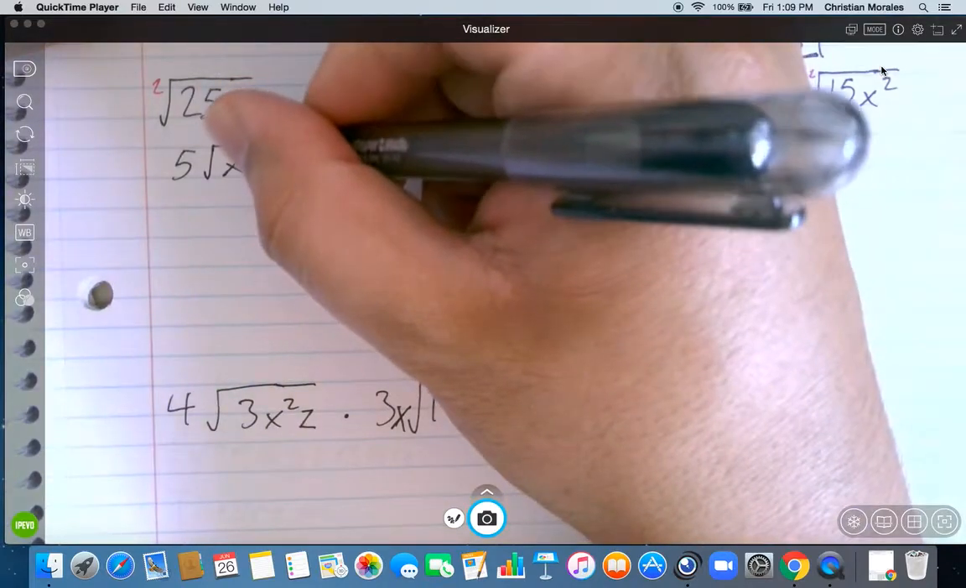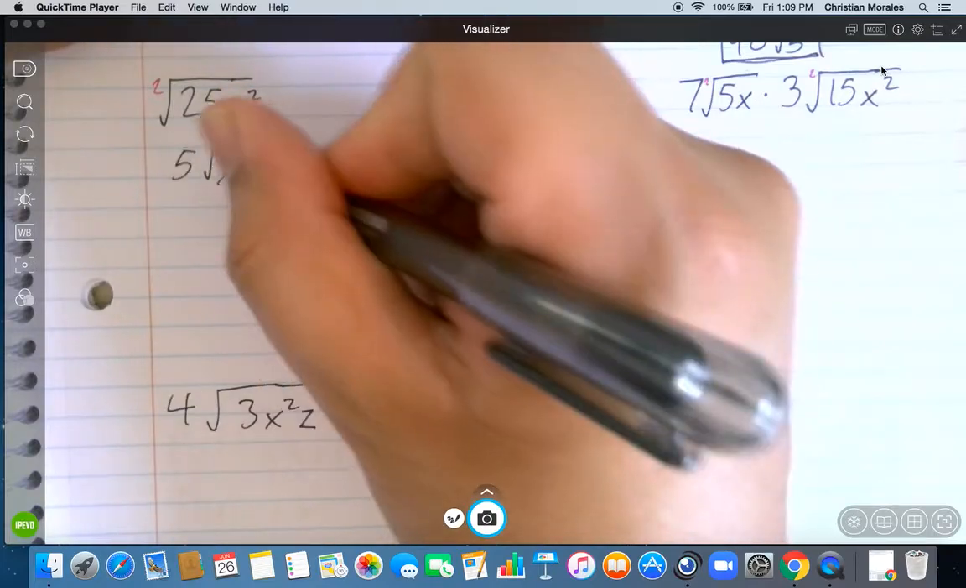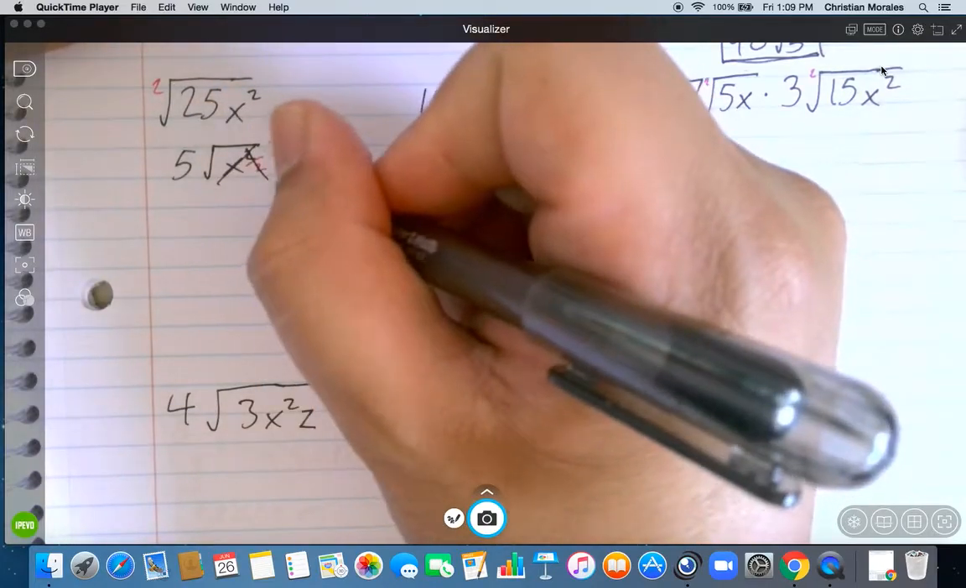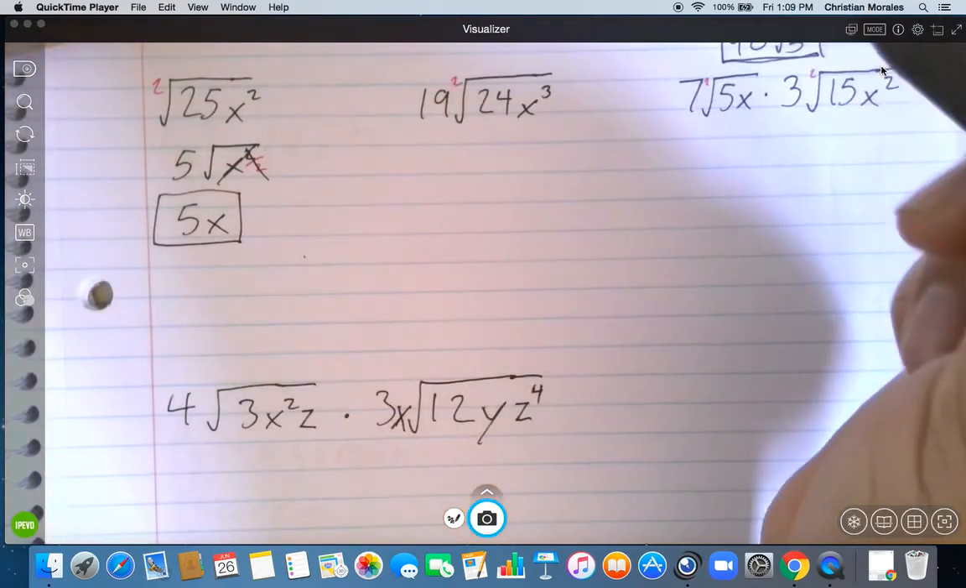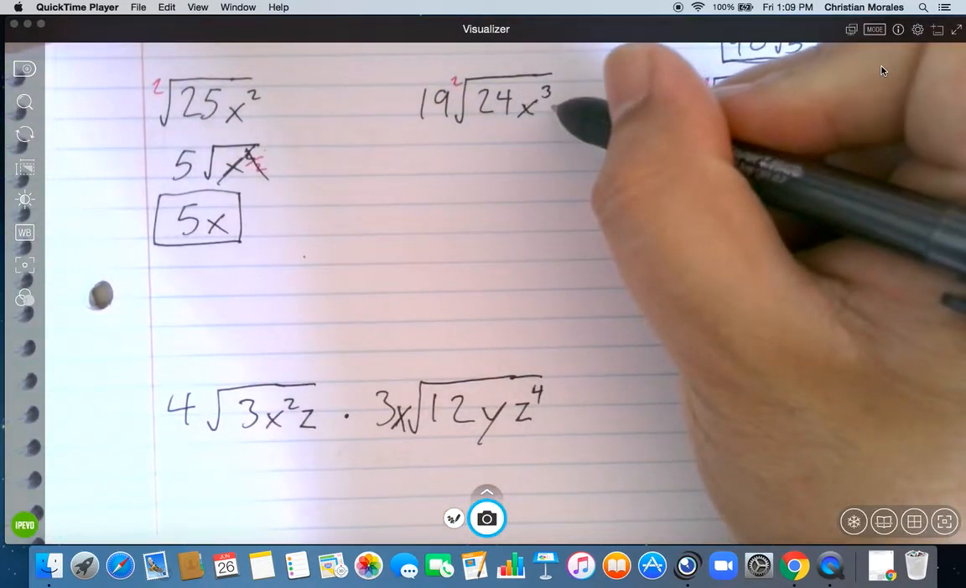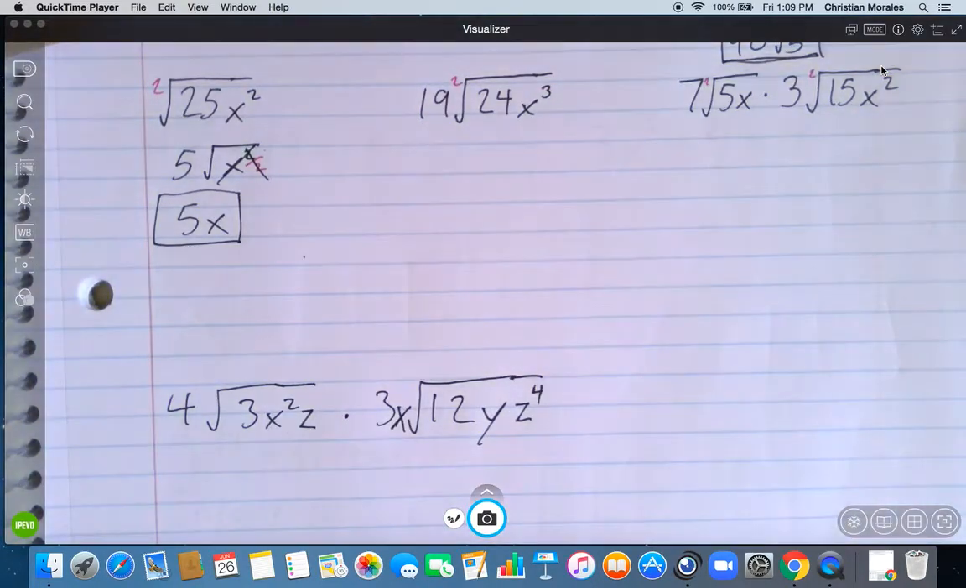So what's 2 over 2? 1. So how many x's can come out? 1x. And now there's nothing left inside. So you just have 5x as the answer. Okay? Now here's a problem. If you do this, it's not going to divide perfectly by 2. But you can still take out one of them. So we'll go into that.